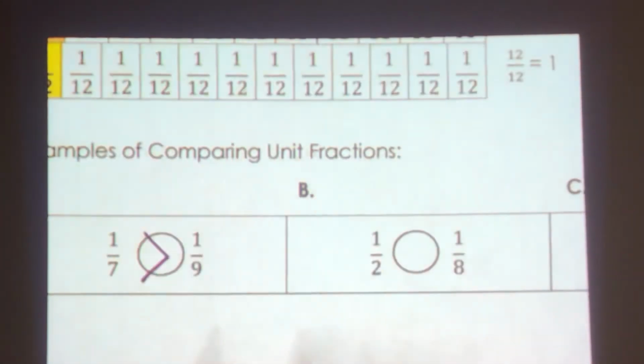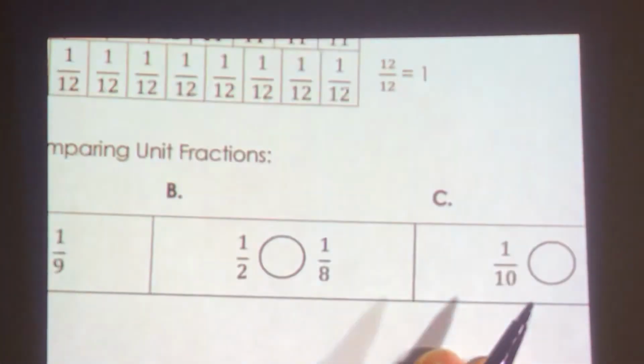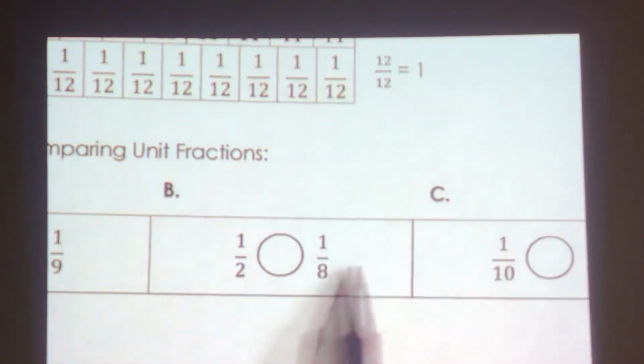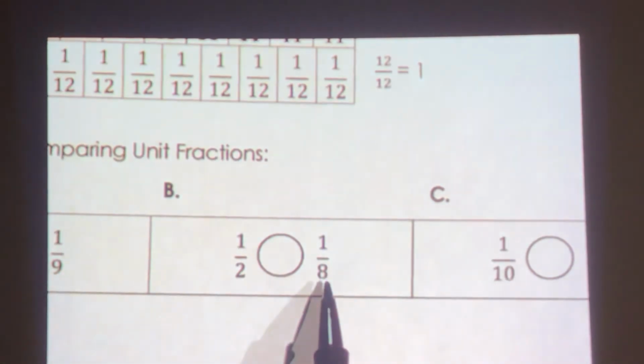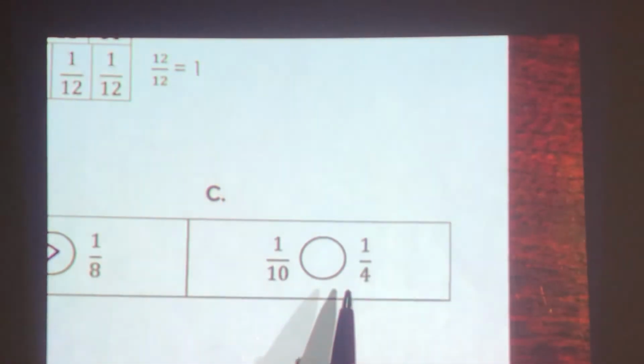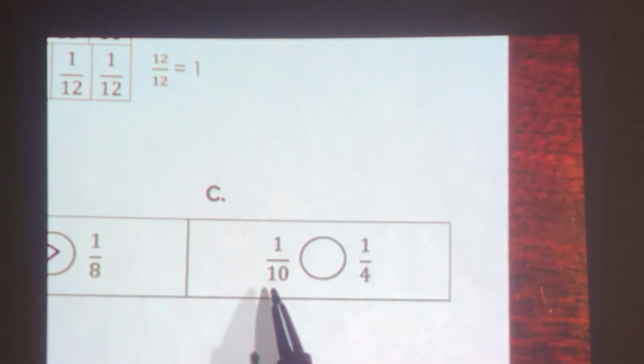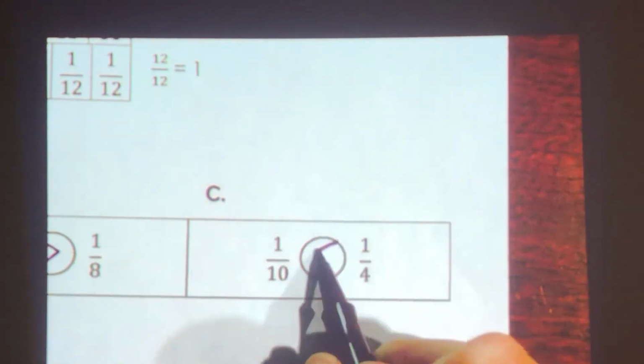Right, for letter B, I have 1/2, 1/8. Think about this. Here, I'm sharing a candy bar with me and my friend. Here, I'm sharing a candy bar with 7 other people and myself. Which pieces are going to be bigger? Well, definitely having 1/2 of a candy bar is going to be more than having 1/8 of it. And letter C, 1/10 compared to 1/4. Again, these are unit fractions. If I only have to share with 4 people, I'm going to have bigger pieces than if I have to share with 10. So 1/4 would be greater.